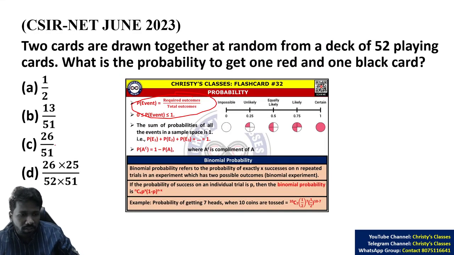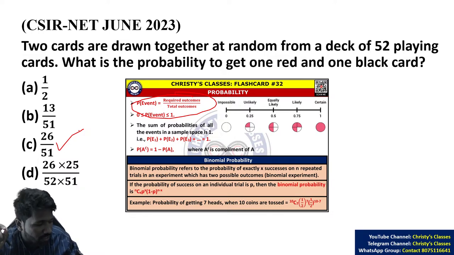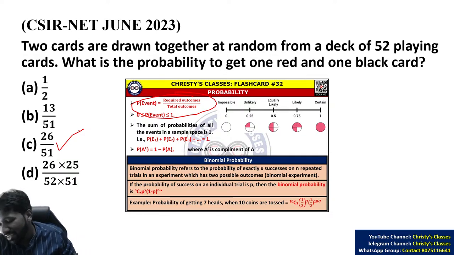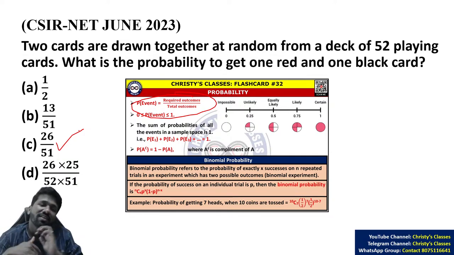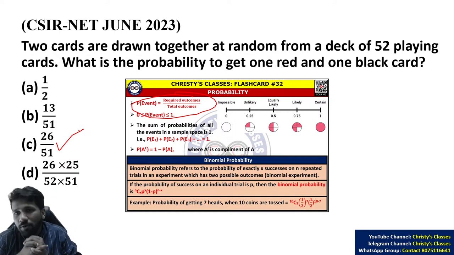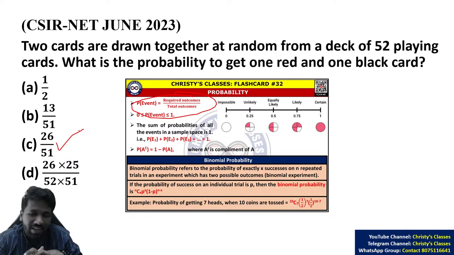All of you understood this? In detail, in my probability lecture, we discussed different cases of this. Yes, that is something CSIR expects you to know. I understand that some students may not be aware of the number of cards or what is in a pack of playing cards.